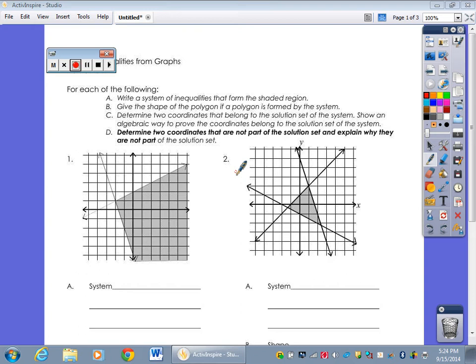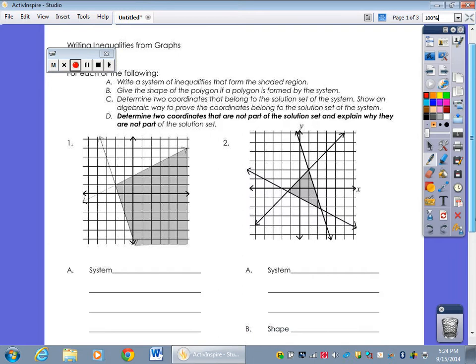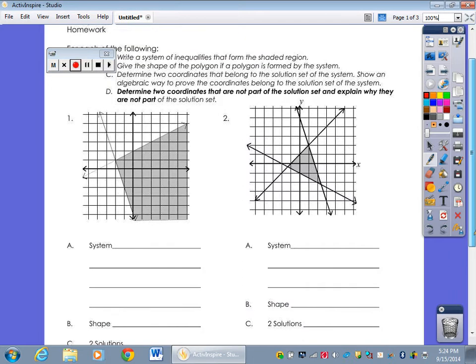Okay, so today in class we learned how to write an inequality from a shaded region. This time we're going backwards from what we learned the day before. They've given us the shaded area and we have to come up with a system and then tell whether or not there are solutions in it. So we've got 4 parts to do.